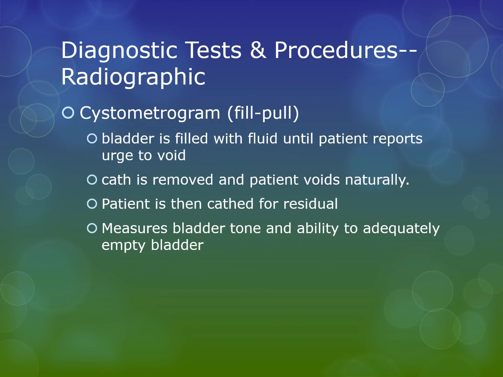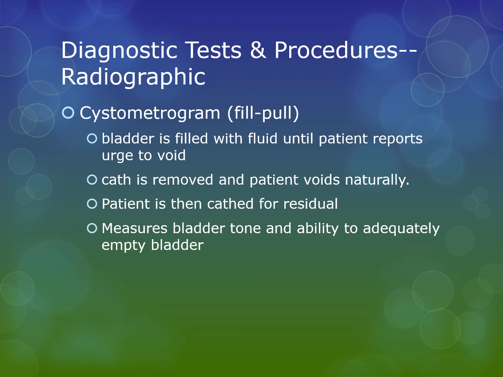Now, this is a test that's got a really long name, and so we've, of course, given it a nickname. A cystometrogram is a test where the bladder is filled with fluid. We usually use normal saline or sterile water. We fill the bladder with fluid until the patient says, okay, I need to go now. We want them to get to the point where they don't feel like they could hold it anymore. We measure that amount of fluid that we put in.